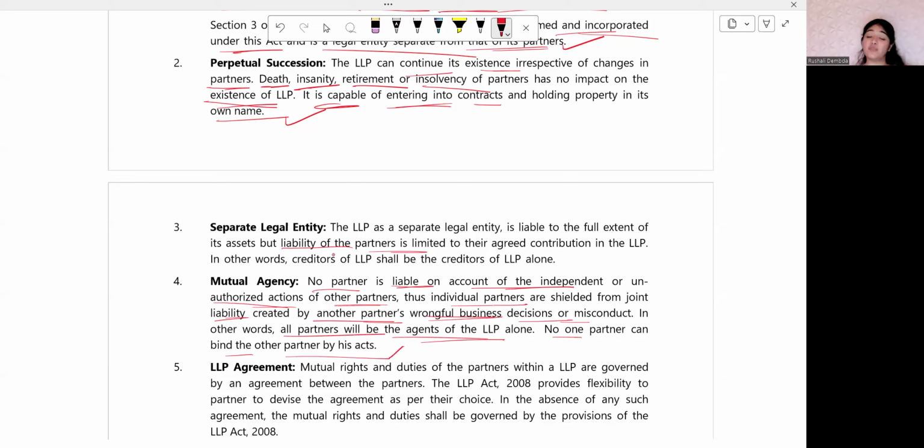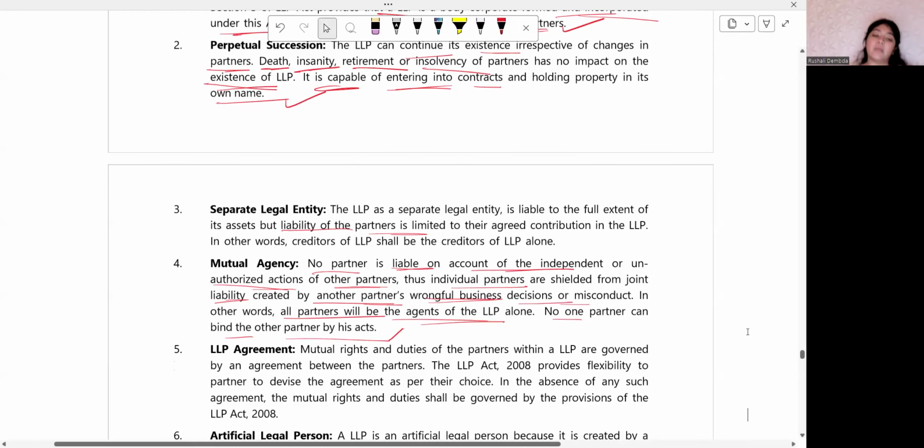In partnership, what we learned, partner can bind the other partner by their acts. But in LLP, what happens? Partners will bind only LLP for their acts. If something goes wrong, LLP will be responsible. Other partners will not be responsible because here the liability is limited. They need to have a mutual agreement between them, and that should be independent, and unauthorized actions of these partners should not be done. LLP agreement.